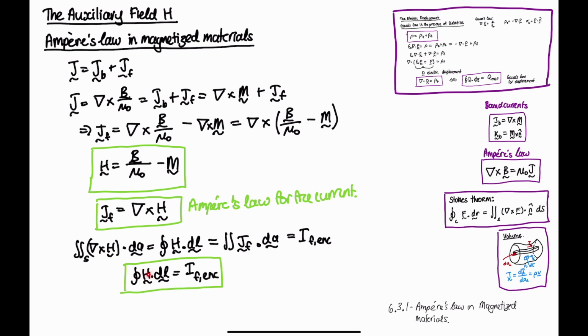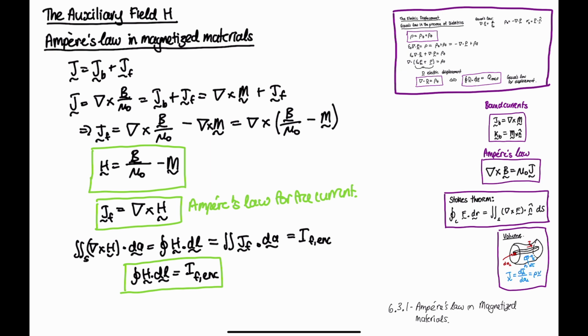So the H vector plays an analogous role to the D vector, the electric displacement, in the electrostatic case. In the electrostatic case, the D vector allowed us to express Gauss's law in terms of the free charge alone. In this case, the magnetostatic case, the H vector allows us to write Ampere's law in terms of the free current alone.